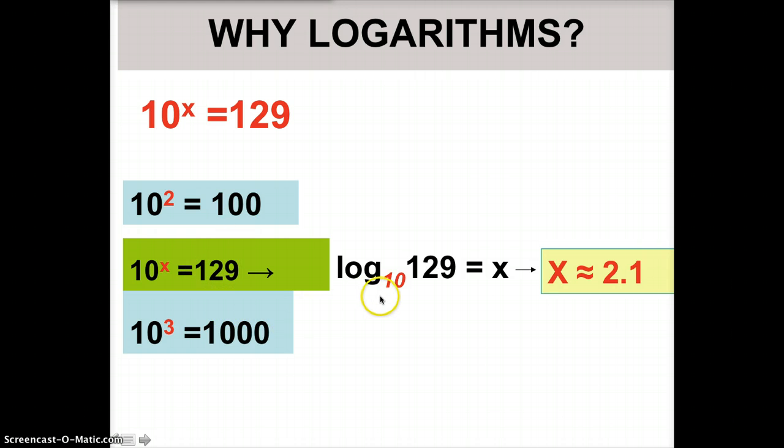So when we do this on our calculator, we say log base 10 of 129. Of course, our calculator does base 10. Turns out to be approximately 2.1. And again, the equal sign turns into an approximation because I'm rounding this off. So logarithms exist because the exponents are not always whole numbers, or even they could be decimals, and that's why we use logarithms.